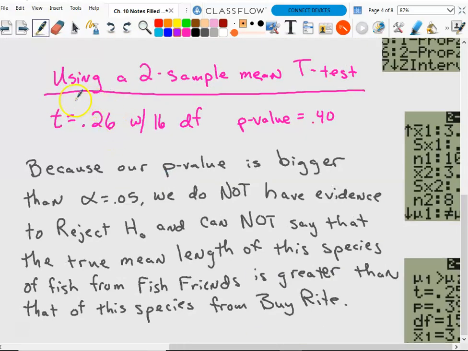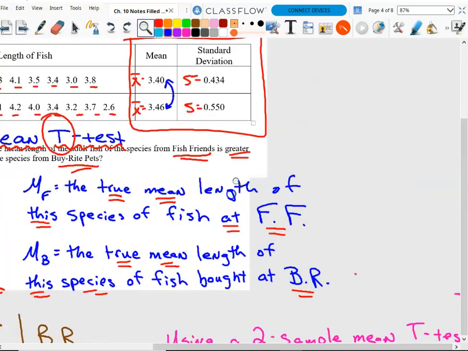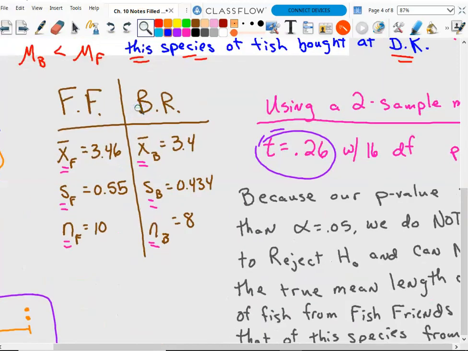I got a T-score, meaning that's how many standard deviations this difference was away. Well, if I look at that, that's 0.26. That's a pretty small number of standard deviations. It's less than 1. In fact, it's less than a half of a standard deviation. So in my mind, just thinking right now, I got no evidence that they're different. They were close enough that I have no proof.